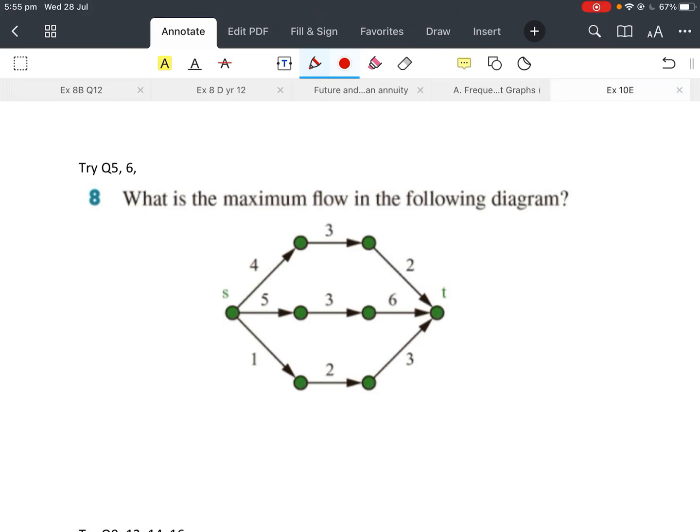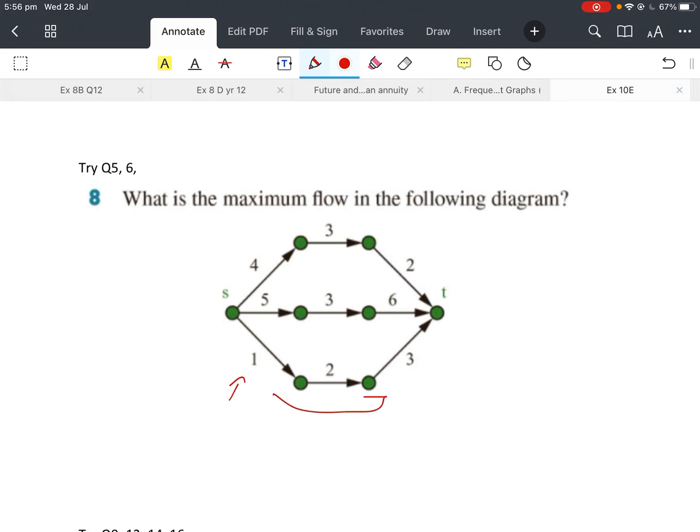All right, so question 8 is asking us, what is the maximum flow in this diagram? Now, I like minimum cut, so that's what I try and use. So I'm just going to work backwards. 8 says the answer is 6. So let's see if we can work this out. Maximum flow equals minimum cut. So you want to look for your smallest numbers. I've got a 1 here.